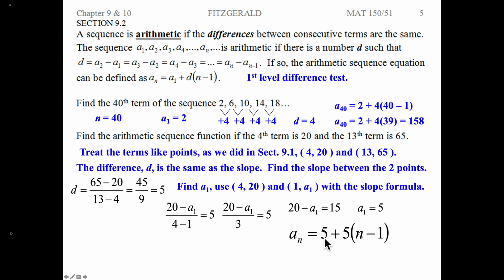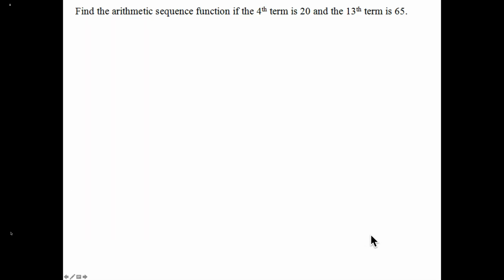So there's our arithmetic sequence. A sub n equals the first term, 5, plus the difference, d, 5, times the binomial n minus 1. Another approach to this, if you're more of a visual learner, you want to see this, then make consecutive blanks for each term. So we're going out to 13 terms. I'm going to make 13 blanks real quick. All right, there they are. So 4th term is 20, so count over. 1, 2, 3, 4, put a 20 there, and hopefully this is 13. Put 65 over there.